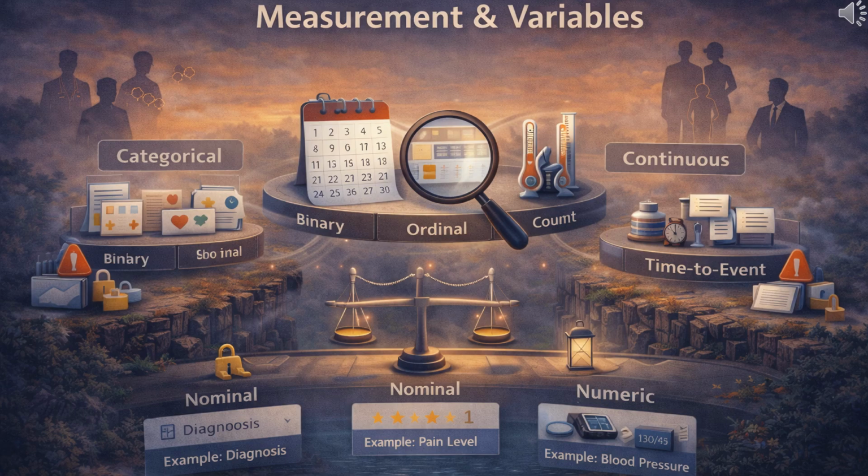In operations, a process change might reduce delays in high-volume settings, but not in low-volume settings. Effect modification is not a nuisance in the same way confounding is. Confounding is distortion you often want to remove. Effect modification is a real pattern you may want to understand and report because it can guide targeting and decision-making.